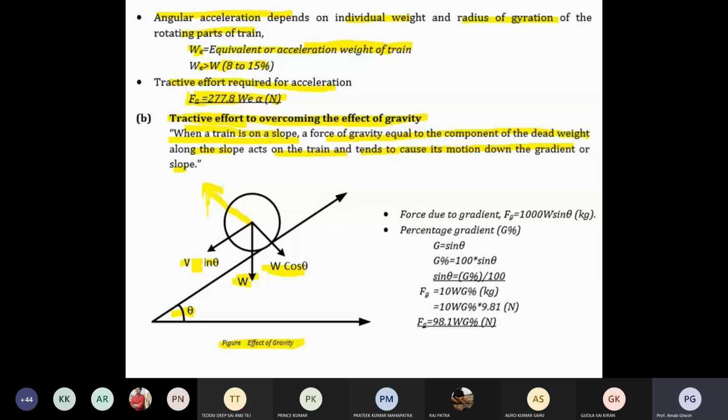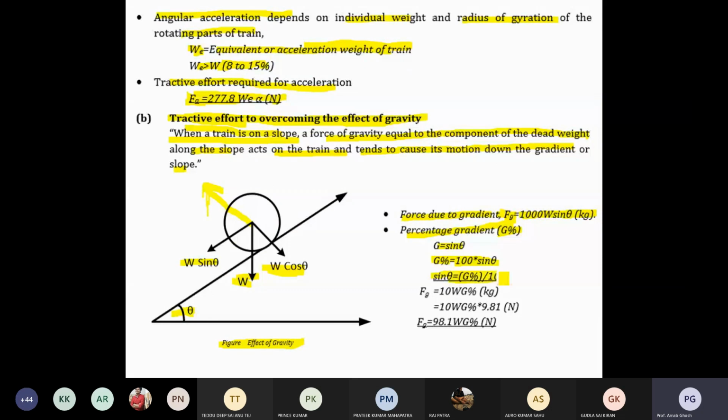The force due to gradient, Fg, equals 1000 W sin theta. Now it has changed: the weight W in tonnes becomes 1000 W sin theta. This is your force. The percentage of gradient is G percent, meaning 100 into sin theta, so sin theta equals G percent by 100. So you are getting Fg equal to 10 W G percent in kg.